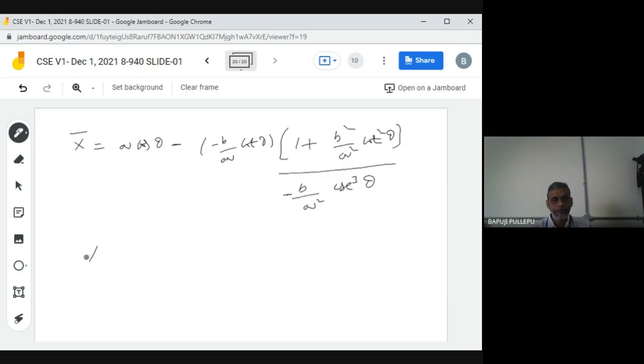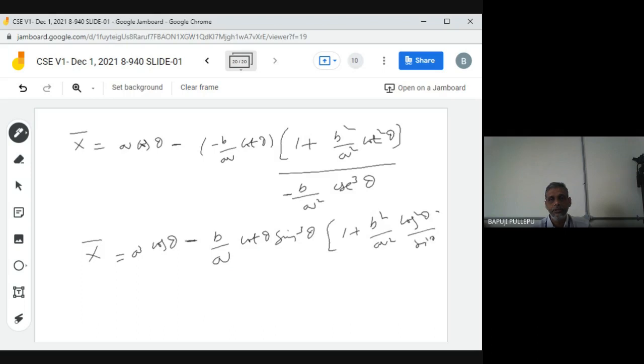Suppose instead of a cos theta minus b by a cot theta, this cosecant cube theta also I am writing, sin cube theta, 1 plus cos square theta plus sin square theta. Correct? Then simplify what you get.